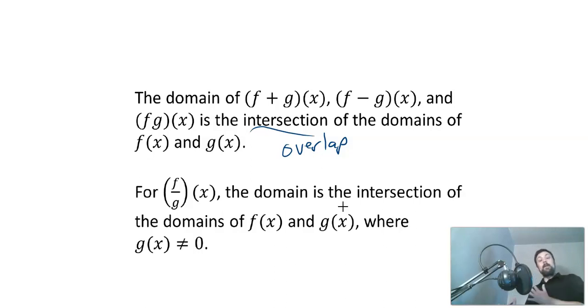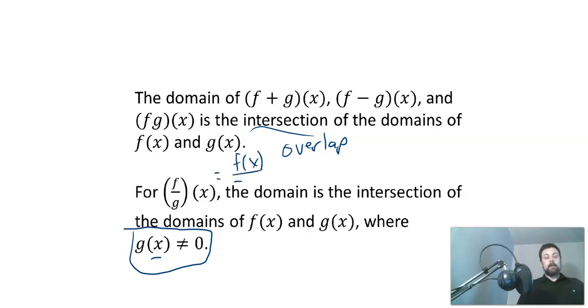Now, I'm singling out the division one, f divided by g of x, because the domain for that one is still the same. It's still the overlap of the domains of the original two functions. But you have an extra thing to consider, which is you don't want to choose any values for x that would make you divide by 0, right? Because this is equal to f of x divided by g of x. I don't want the denominator to equal 0. So I have to, in addition to finding the overlap of the original domains, I have to remove any values of x that would make me divide by 0, because now g of x is my denominator.